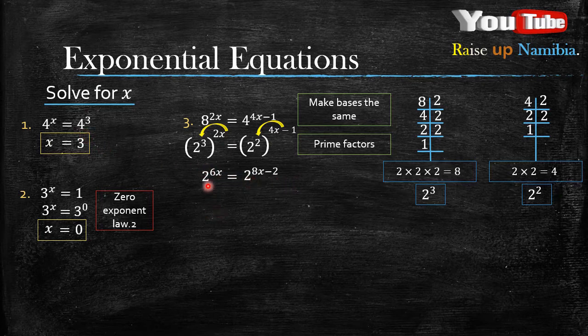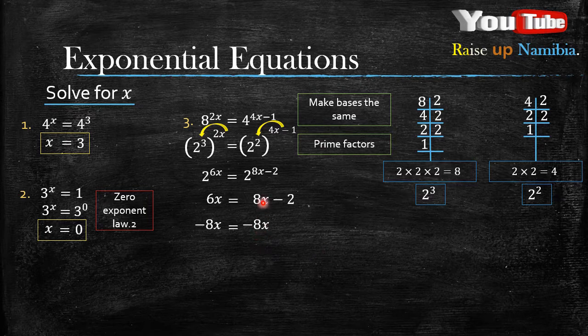Notice that our bases now are the same. Okay? Now if our bases are the same, what does that mean? That means our exponents are equal. So now if our bases are equal, we write them as such. Now what do we do from here? From here it's a linear equation. So you can just solve for x. Okay?